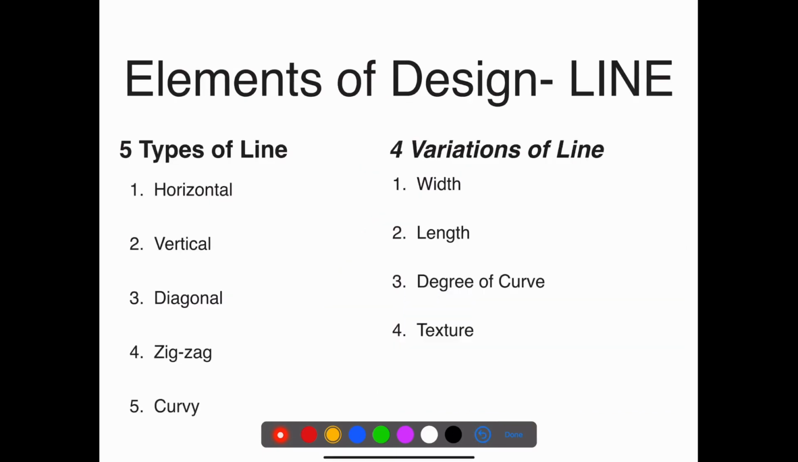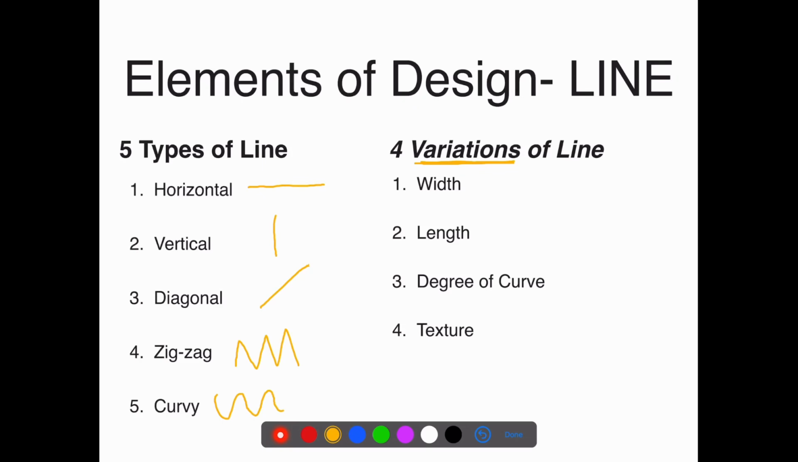So for line, our first element of design, there are five different types of line. We have horizontal, vertical, diagonal, zigzag, and curvy. Now I know what you're probably thinking: oh my gosh, those lines are so boring to look at. Well, don't worry, we are going to make them look more exciting by varying the lines to make them a little bit more interesting.